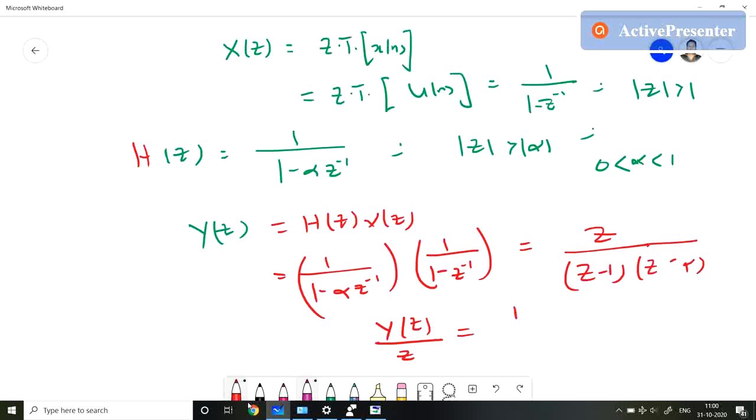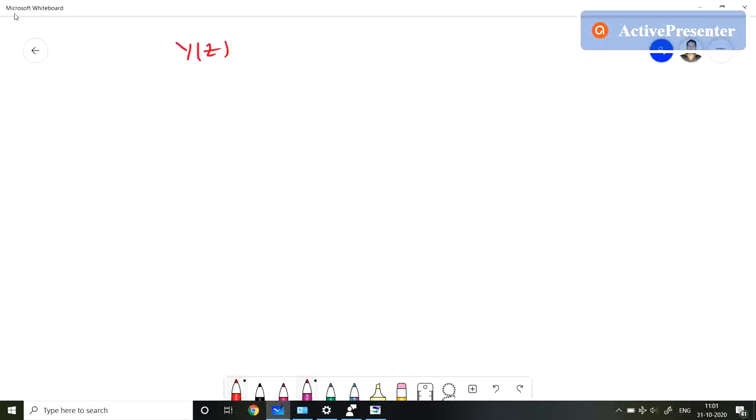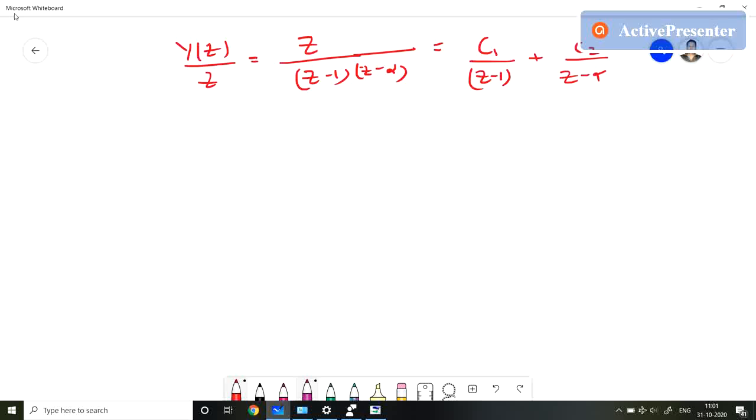So Y(z) divided by z is 1 divided by (z minus 1)(z minus alpha). So this is our Y(z) divided by z. Now the ROC is, of course, modulus of z greater than 1. Then we can easily find it by using partial fraction analysis. So we can write Y(z) divided by z as c1 divided by z minus 1 plus c2 divided by z minus alpha. Now we can find the values of c1 and c2 by the following procedure.